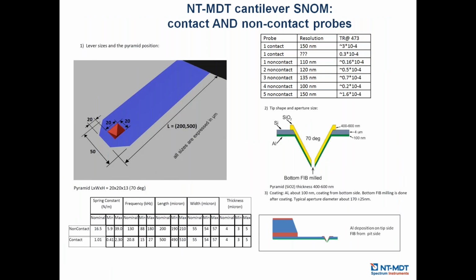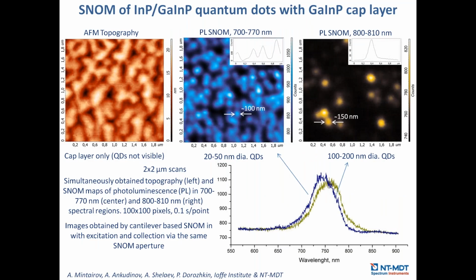This is tips for cantilever-based scanning near-field optical microscopy, and we can see the tips can be used not only in contact mode, but also in a tapping mode, which is important for samples which require delicate scanning. And the typical transmission of such probes is about 10⁻⁴, which is enough to get a signal of photoluminescence from, for example, quantum dots.